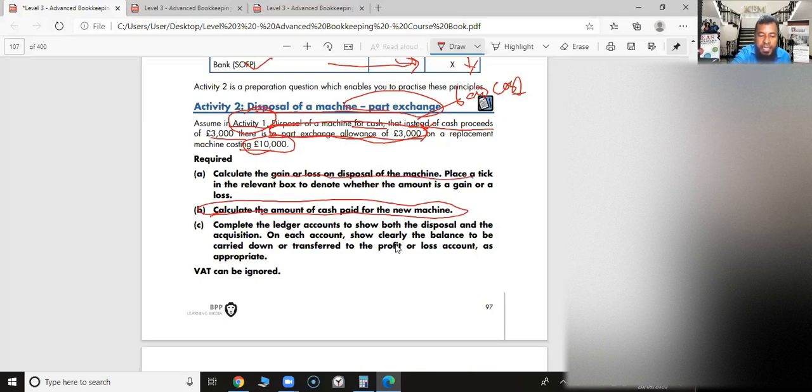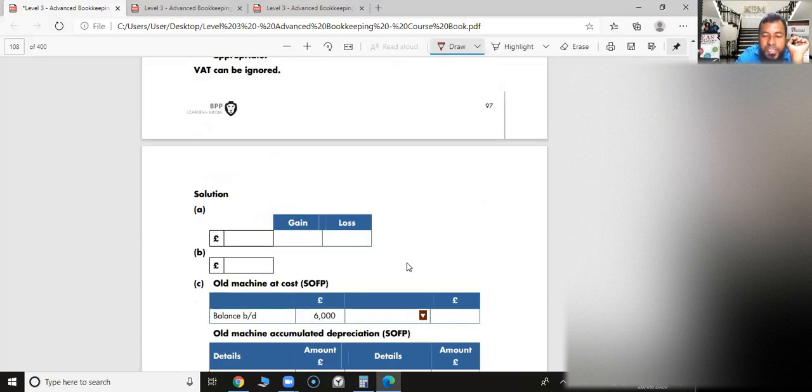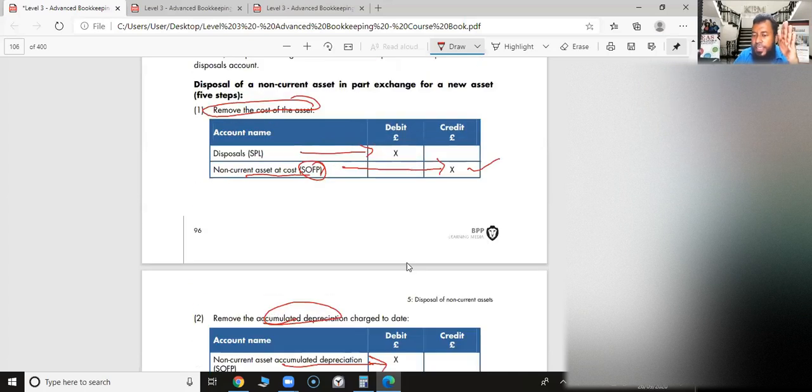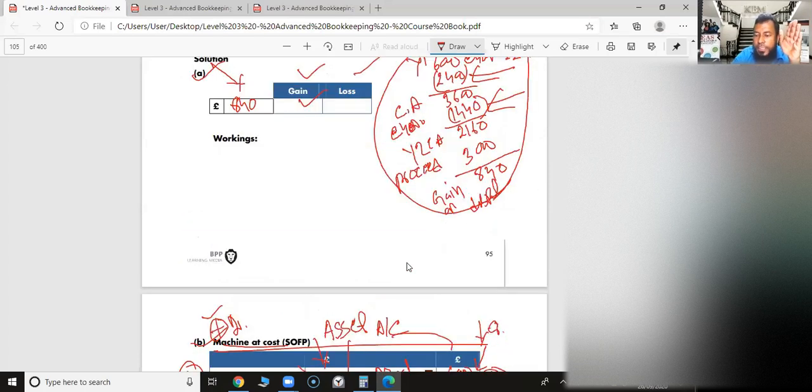Please tick the relevant box. The gain or loss is just like the earlier one, because we identify the gain or loss from cost minus accumulated depreciation. You get the carrying amount. Cost was 6,000, and the accumulated depreciation is whatever it was. Whatever that is gives the answer to this question. 840 is the answer, basically. 2,160 was the carrying amount.